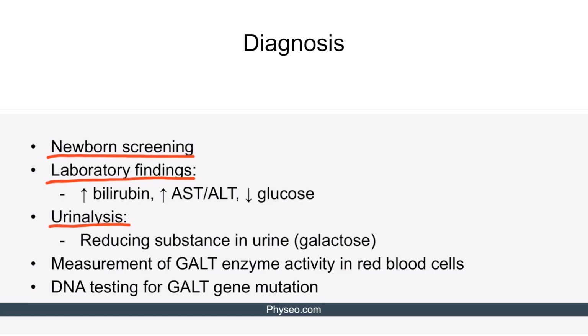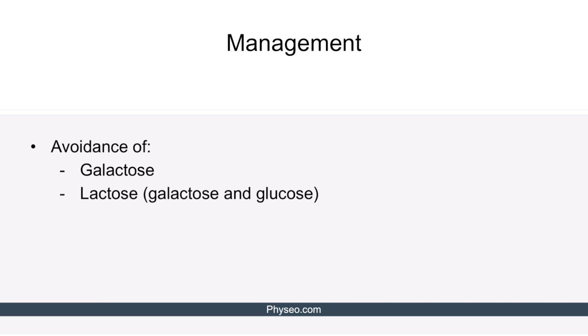Urinalysis typically reveals the reducing substance in the urine. Reducing substance in this case is urinary galactose. However, finding of the reducing substance in urine is not specific for classic galactosemia. One should also perform measurement of GALT enzyme activity in the red blood cells. DNA testing for GALT gene mutation is also available. Just like we discussed for galactokinase deficiency, management of classic galactosemia is avoidance of galactose and lactose in the diet.